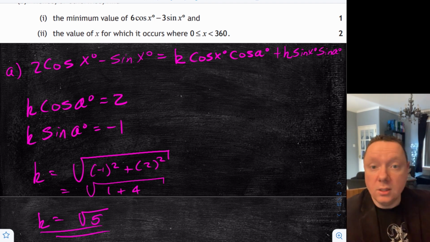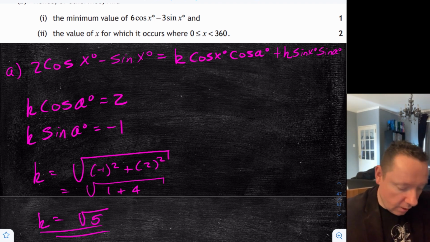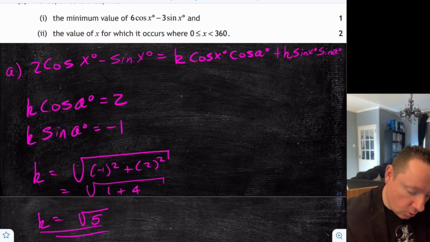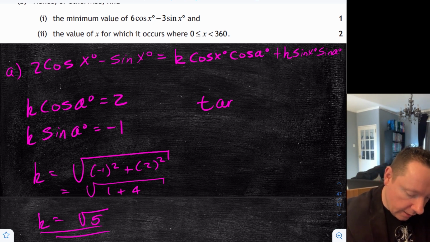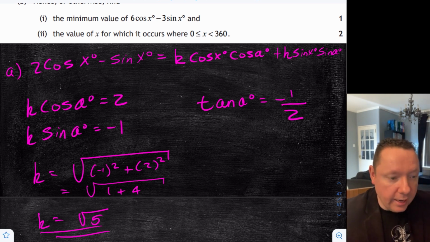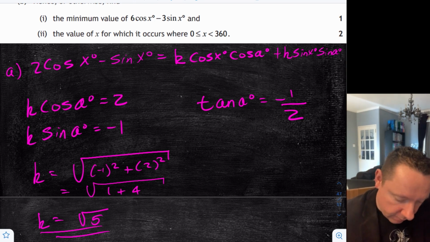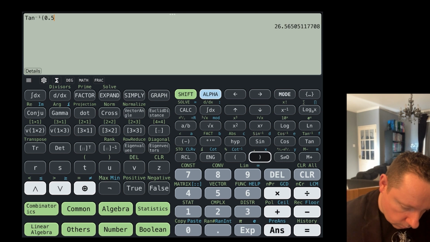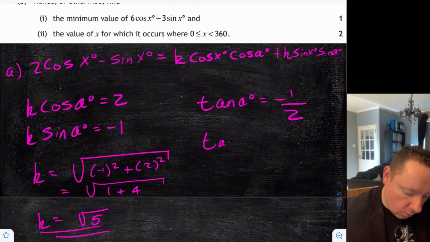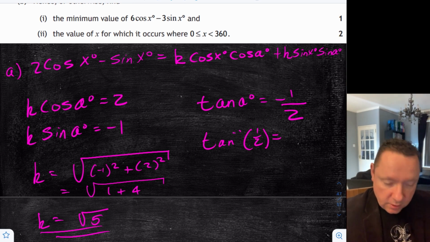Now to get our A, remember, if we do sine divided by cos, we get tan. So we can immediately write down that tan A equals minus 1 over 2 and solve for A. It's not an exact value, so you get a calculator out to work out the inverse tan of a half. The inverse tan of a half is 26.6 degrees.